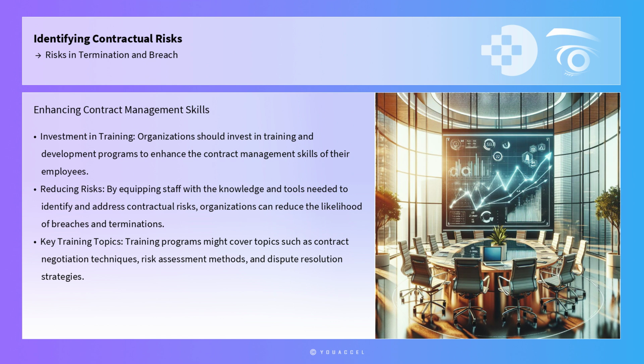Furthermore, organizations should invest in training and development programs to enhance the contract management skills of their employees. By equipping staff with the knowledge and tools needed to identify and address contractual risks, organizations can reduce the likelihood of breaches and terminations. For example, training programs might cover topics such as contract negotiation techniques, risk assessment methods, and dispute resolution strategies, providing employees with the skills needed to navigate complex contractual issues effectively.